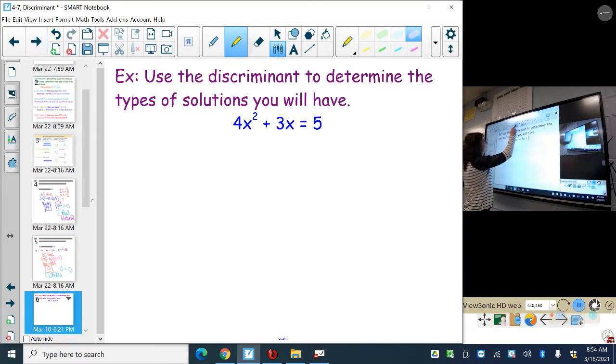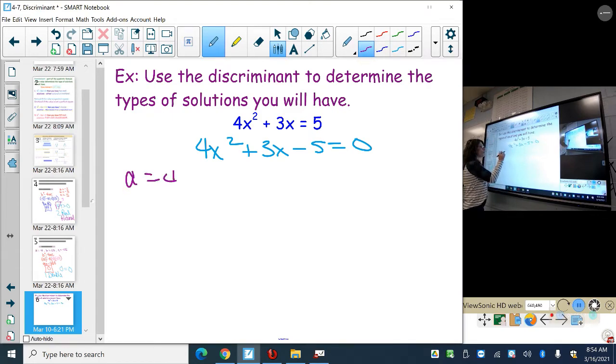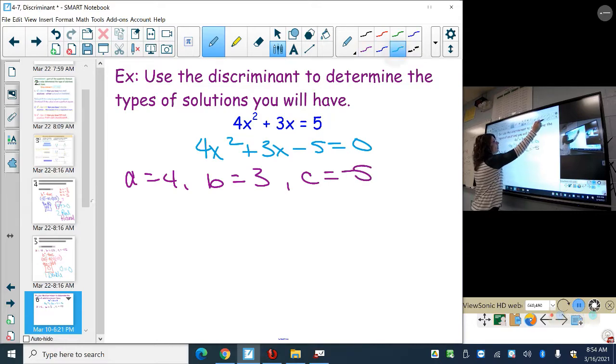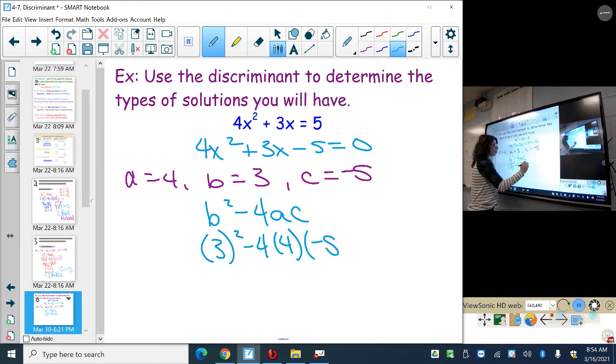Next, same exact thing. Use the discriminant to determine the types of solutions you will have. So I need to go ahead and set this thing equal to 0. So I'm going to do that by subtracting 5. So now that it's equal to 0, I'm going to go ahead and find A, which is 4, B, which is 3, and C, which is -5. And I'm going to simply do B squared minus 4 times A times C. So 3 squared minus 4 times -5.